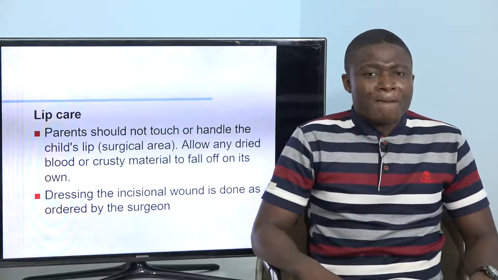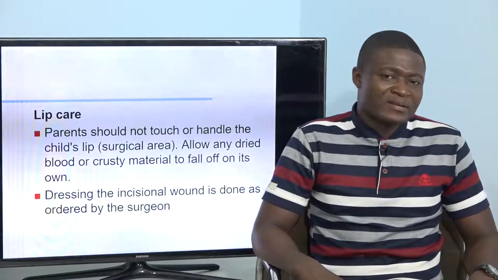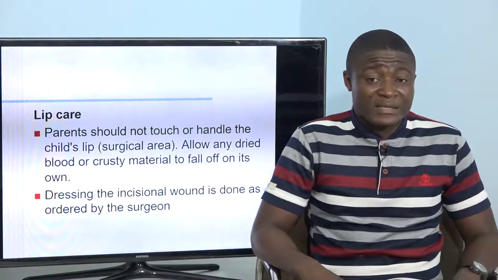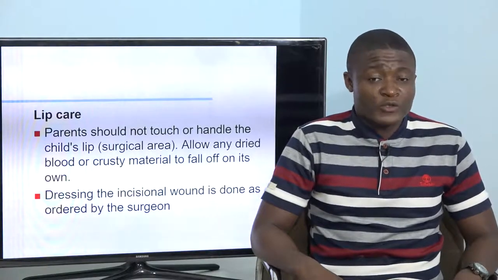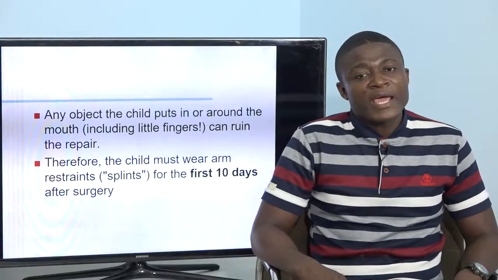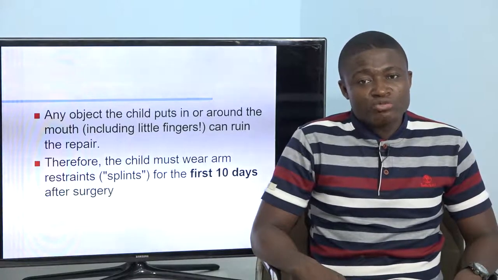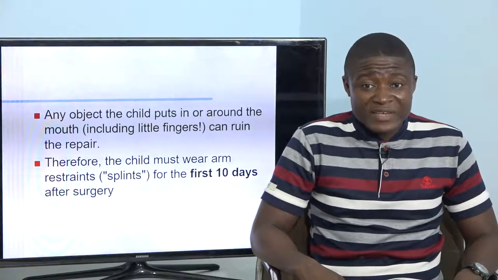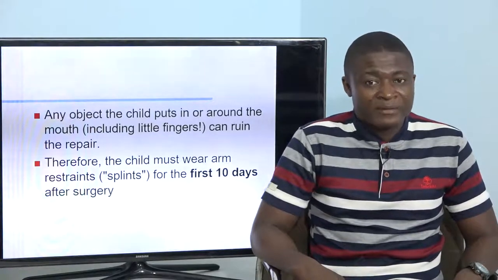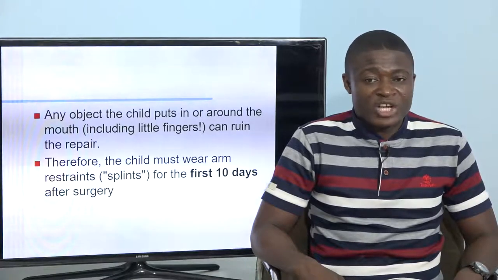Lip care. Parents should not touch or handle the child's lip, that is the surgical area. Allow any dried blood or crusty material to fall off on its own. Dressing the incisional wound is done as ordered by the surgeon. Any object the child puts in or around the mouth, including the child's fingers, can ruin the repair. So what do we do? Because the child will definitely be throwing their fingers here and there, the hands here and there.